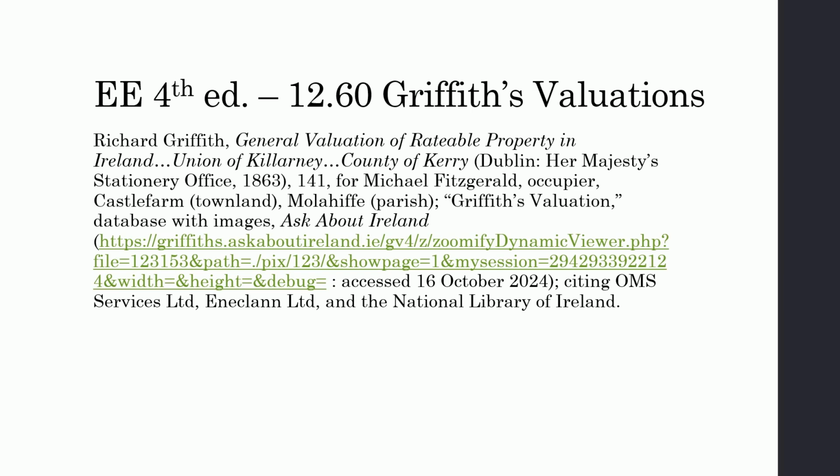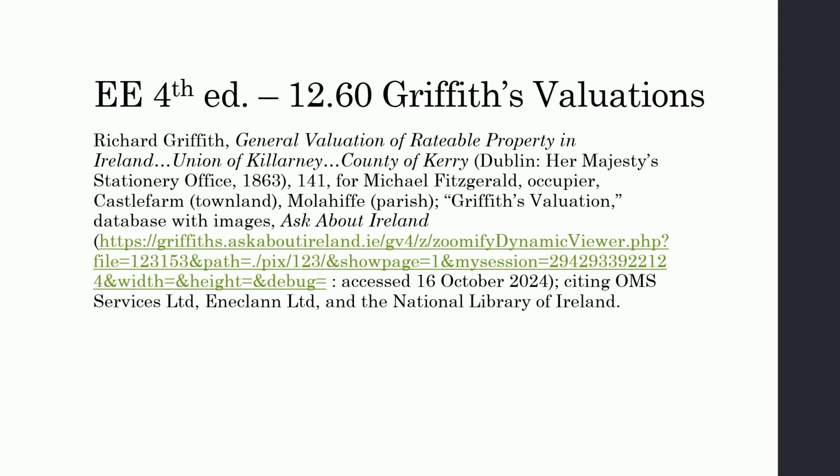So including all of that will help someone get back to this exact place and also understand the place where Michael Fitzgerald lived. And then the next layer is the access layer. So where did I access this online? And it was accessed at the website Ask About Ireland, which is in italics. And then the database is in quotation marks, Griffith's valuation. And then the URL with the exact page that has Michael Fitzgerald on it. And then the last layer, which is the source of the source, the citing layer, where did the website get its information, citing OMS Services, Enniclan Ltd, and the National Library of Ireland.